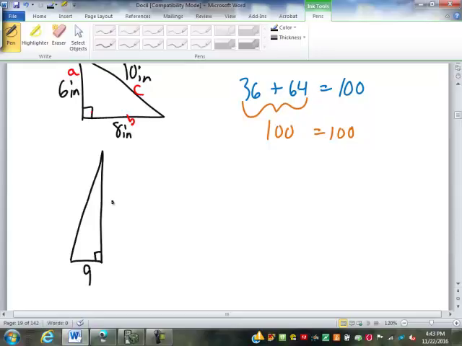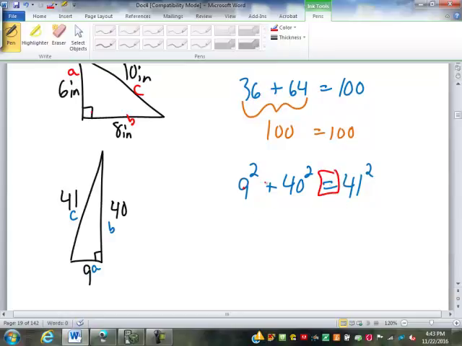So this is 9. This is 40. And 41. Which two sides would have to be the legs? 9 and 40 or 40 and 9, yes. So that makes 41 the hypotenuse. That would be C. So A squared will be 9 squared plus B squared will be 40 squared, equals C squared would be 41 squared. Actually, I shouldn't put an equals there. I should put a question mark or leave a blank there, because we don't know if they're equal yet.